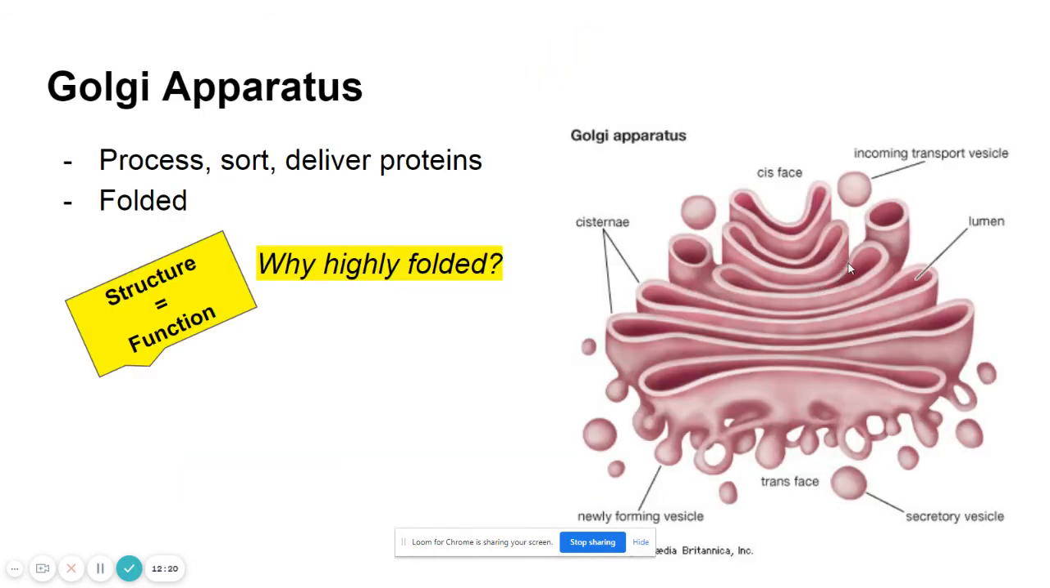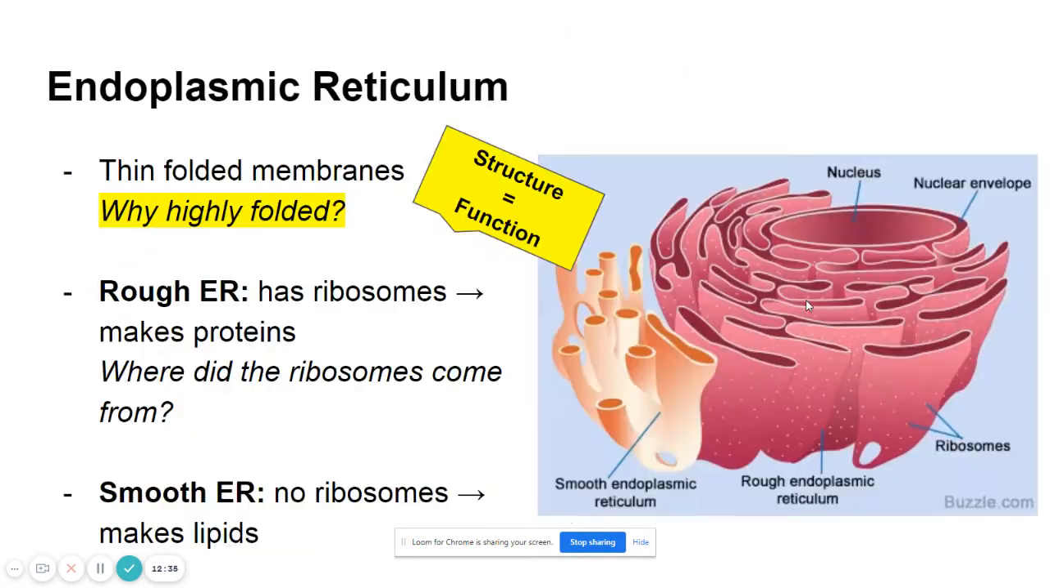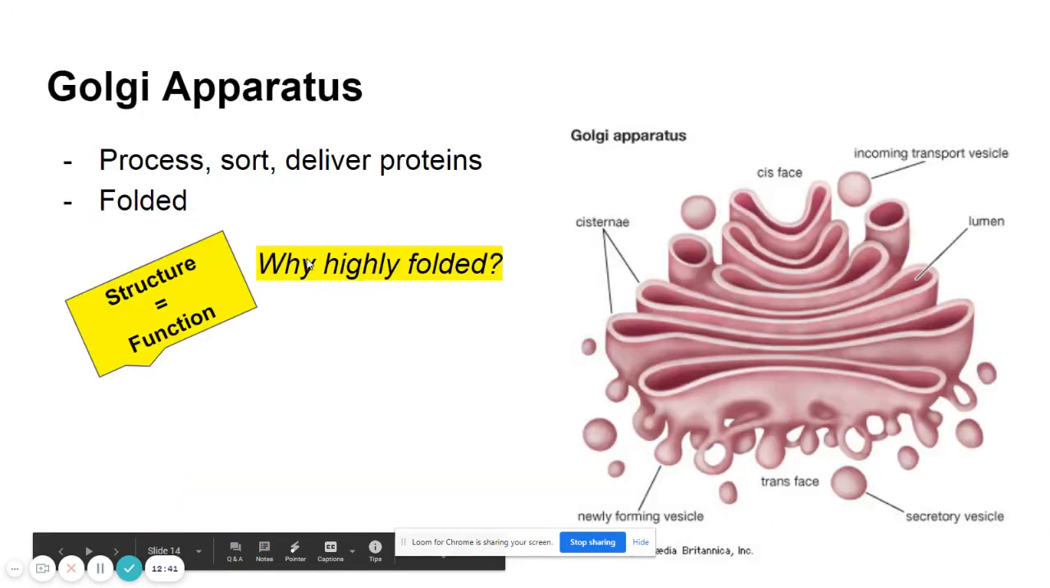Now, once the proteins are made by the endoplasmic reticulum, they travel to the next organelle, which is the Golgi apparatus or the Golgi complex. Sometimes, it's called two different things. Now, right here, so if you look at the endoplasmic reticulum, right next door, somewhere around here, you will notice that there is the Golgi apparatus.